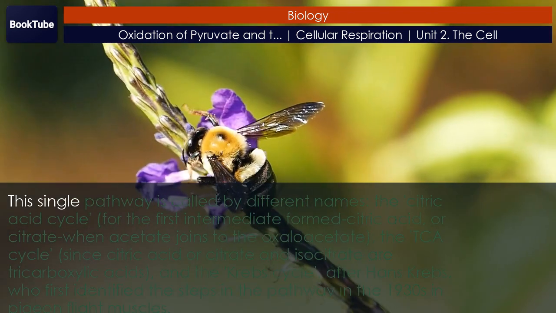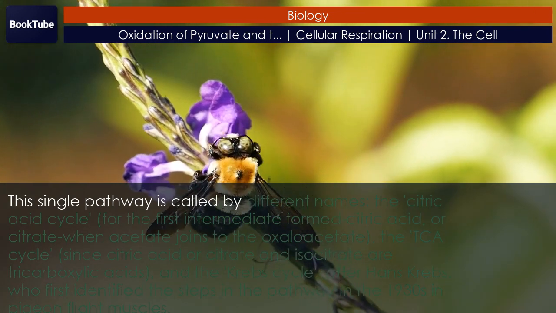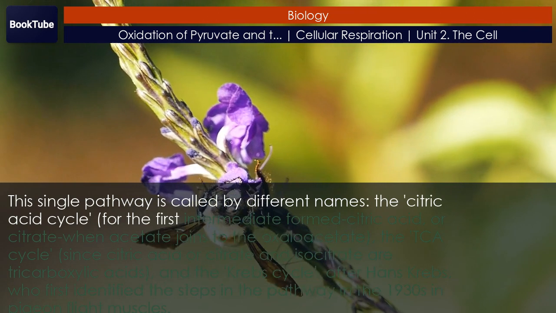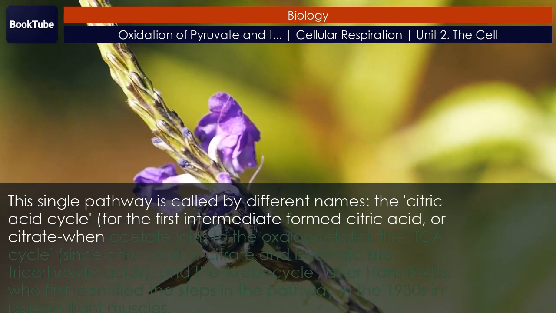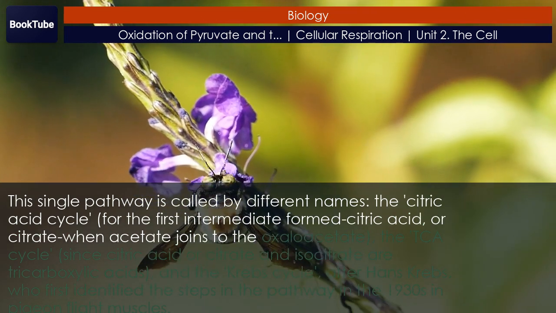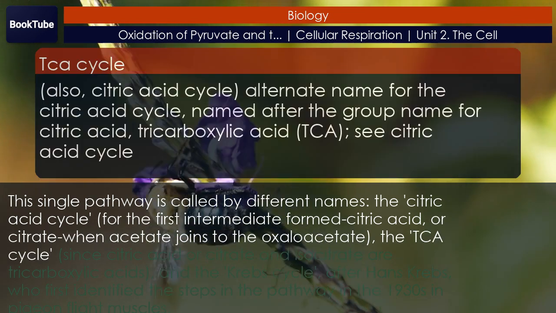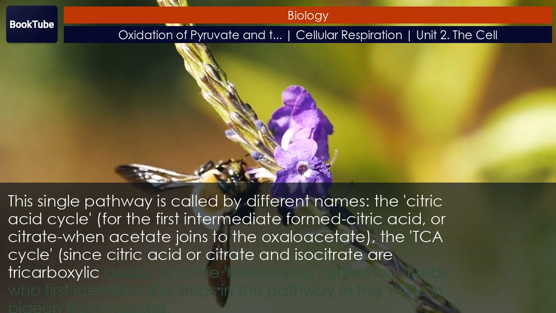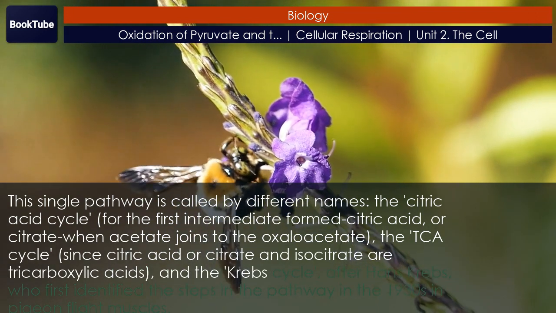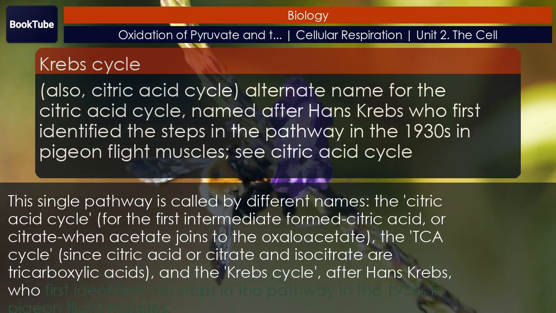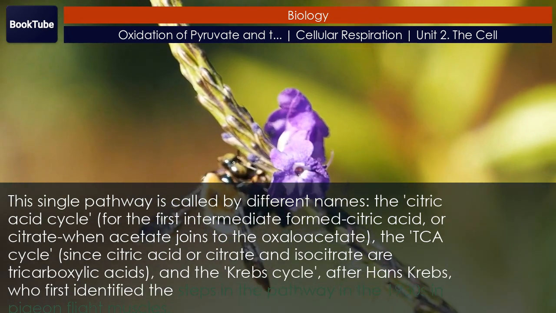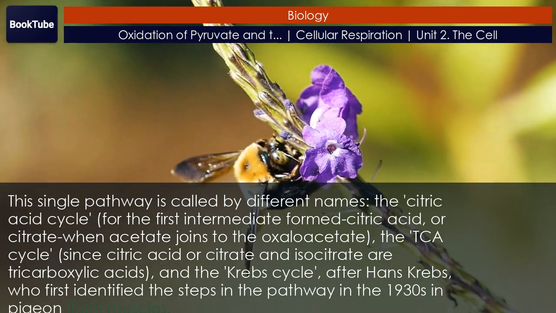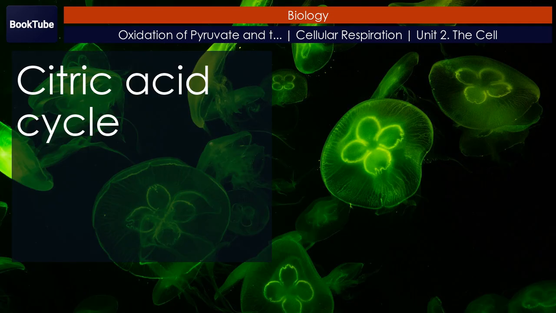This single pathway is called by different names. The citric acid cycle, for the first intermediate formed, citric acid, or citrate, when acetate joins to the oxaloacetate. The TCA cycle, since citric acid or citrate and isocitrate are tricarboxylic acids. And the Krebs cycle, after Hans Krebs, who first identified the steps in the pathway in the 1930s in pigeon flight muscles.